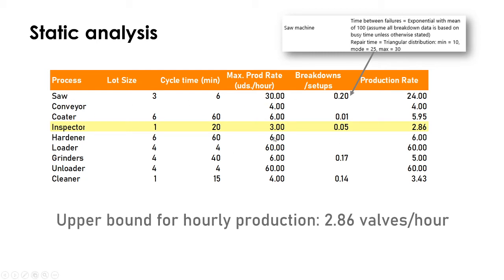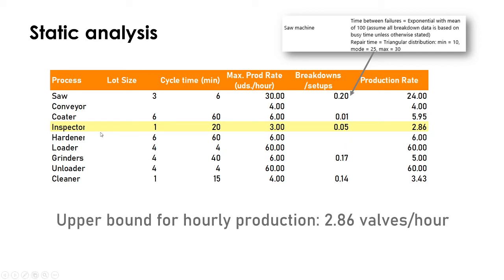I leave you the table here for you to check. And we could see that the inspector is the one which seems to be our bottleneck because it allows us to produce at a rate of 2.86 valves per hour.